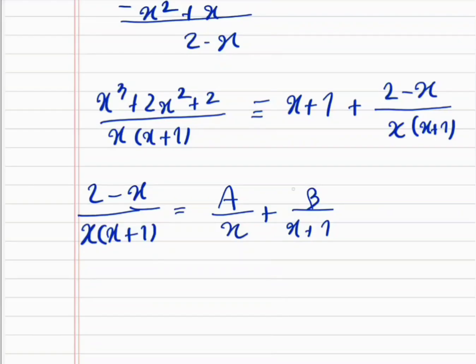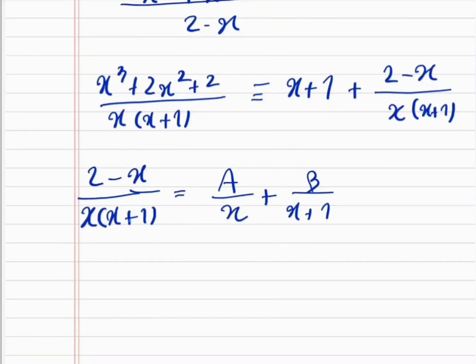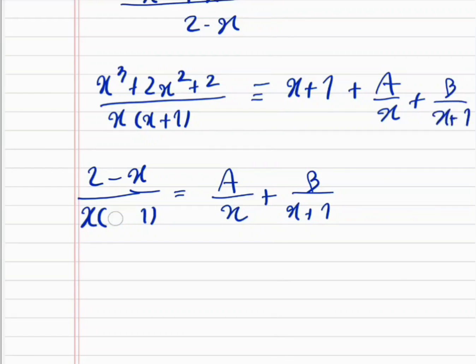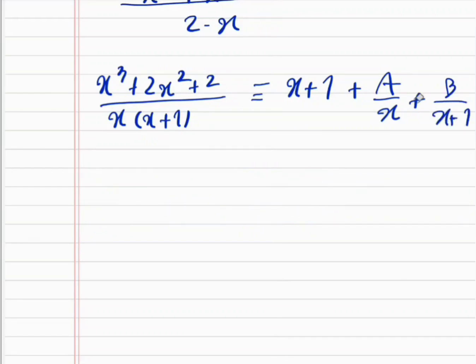Now we obviously need to include everything in a single fraction. This was just a way to show you that we want to replace this by a over x plus b over x plus 1, and this collection of expressions is what we use to find the partial fractions. So now we multiply every single term by the denominator, x times x plus 1, and that gives us x cubed plus 2x squared plus 2.